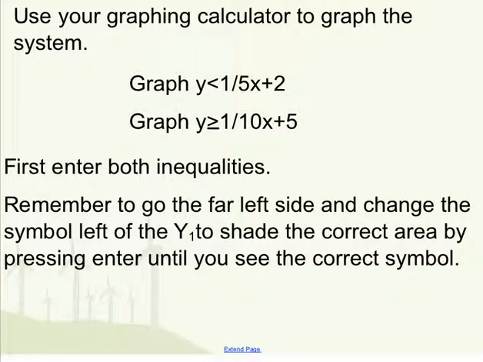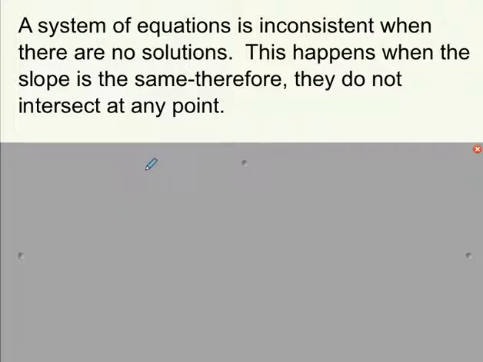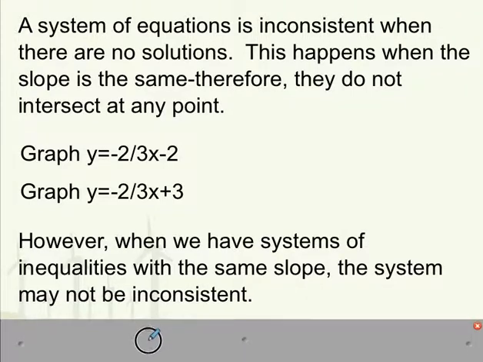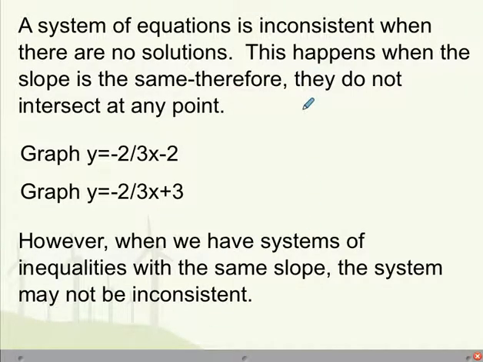There are lots of different examples here that you can try, but another example you could look at is that sometimes, just like our linear equations, a system of equations is inconsistent when there are no solutions. This happens when the slope is the same, and therefore they don't intersect at any point. We've had this before. Like these, we have the same slope, different y-intercepts, so we don't have a solution.